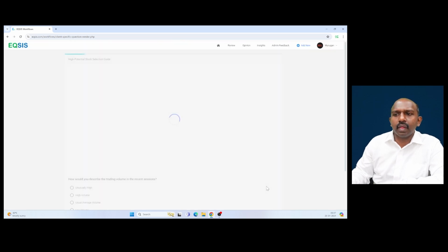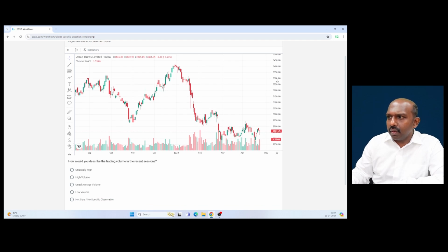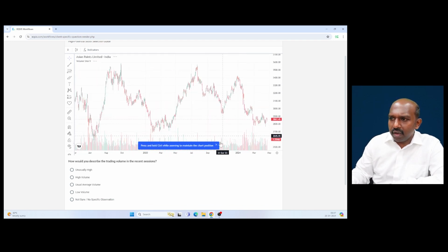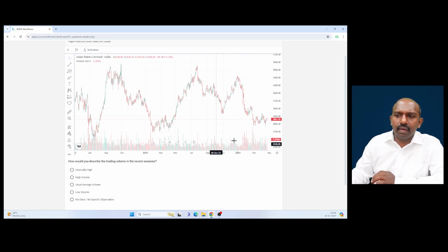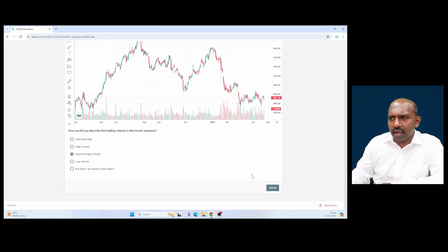Okay. And now, how would you describe the trading volume in the recent session? If you look at the trading volume in the recent session, it's better you take slightly more, and you see some sort of noise created in this particular area. If you notice the kind of volume we witnessed between May till 2024, now you see the volume is slightly high. But considering the recent sessions, this is pretty flat. I don't see anything unusually high volumes. So I can say it is a usual average volume. It's not a low volume, but it is a usual average volume.